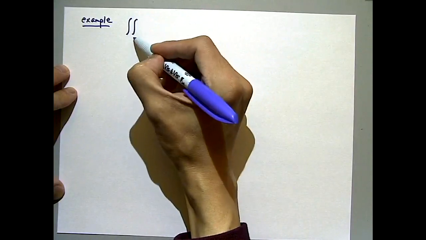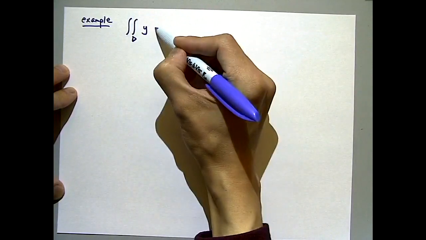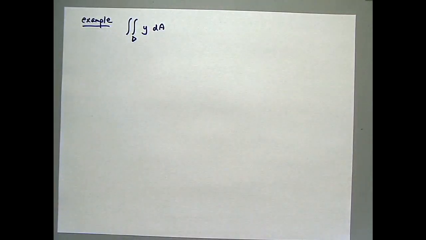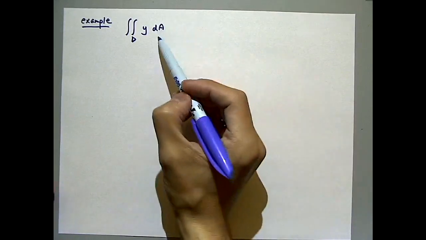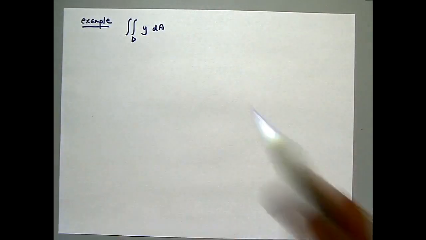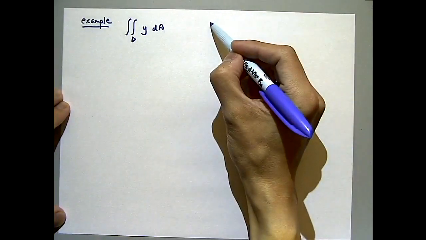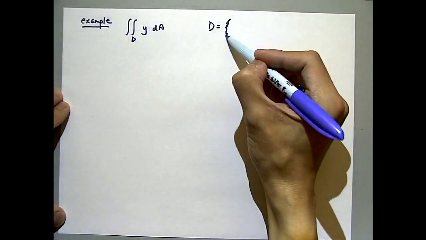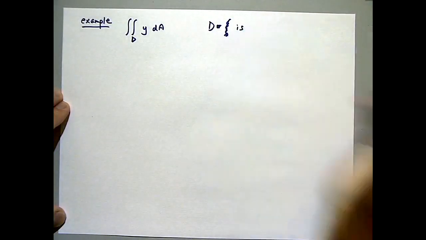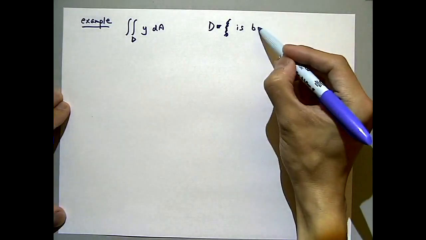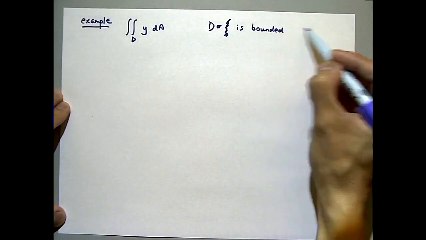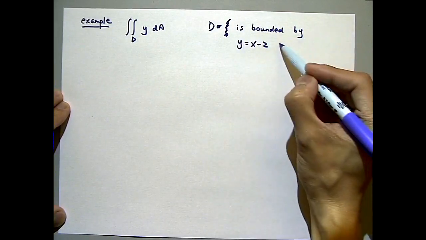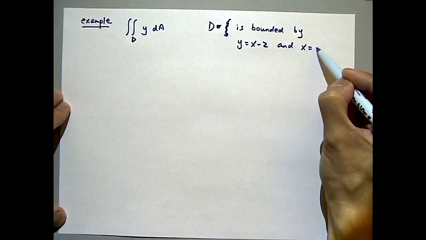Let's find the double integral over D of y dA. By the way, dA is just a tiny little area element, differential element, dx dy or dy dx. That's what dA stands for. And D, well, I'm describing in words here, D is bounded by y is equal to x minus 2 and x is equal to y squared.